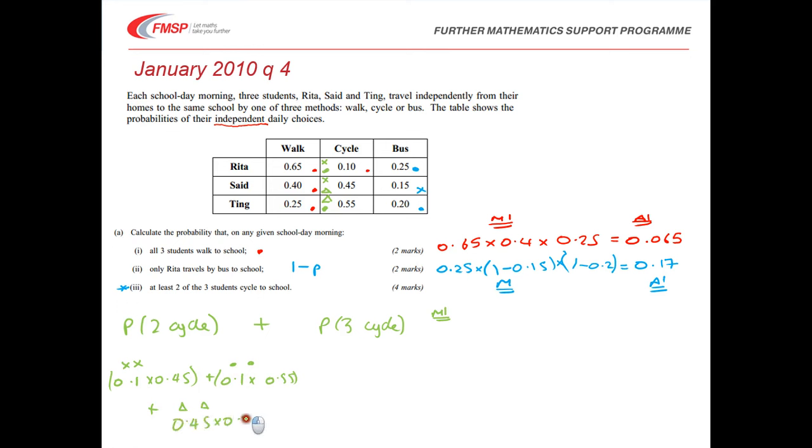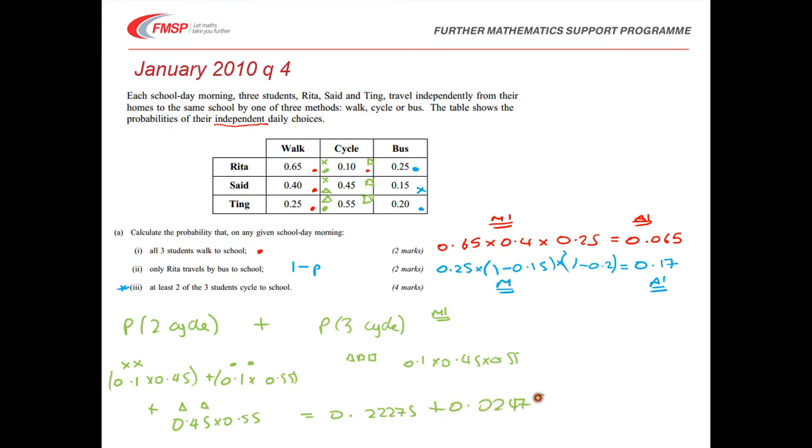and Ting. Okay, and if we do all of those, that's going to give me 0.22275. Okay, so now all three cycle, so that's okay, because all three cycle is just going to be the product of all three. All three of those multiplied together. So that's going to give me 0.1, 0.45, 0.55, and that's going to give me a value of 0.02475.